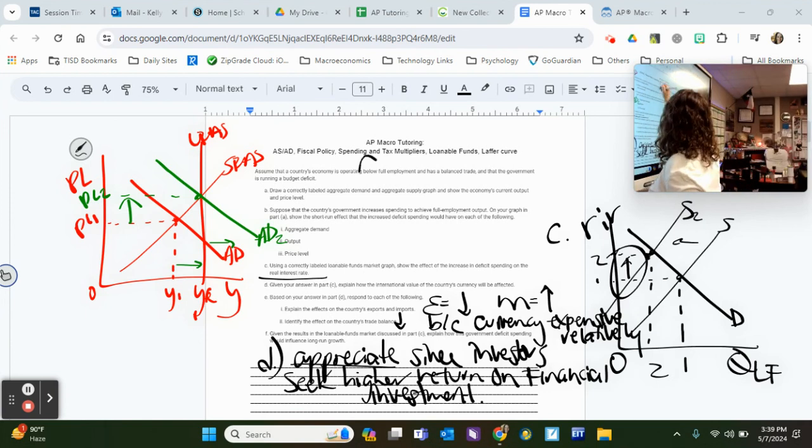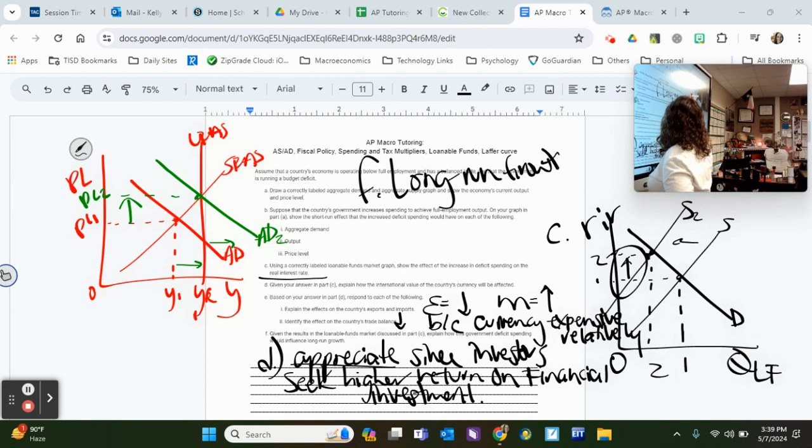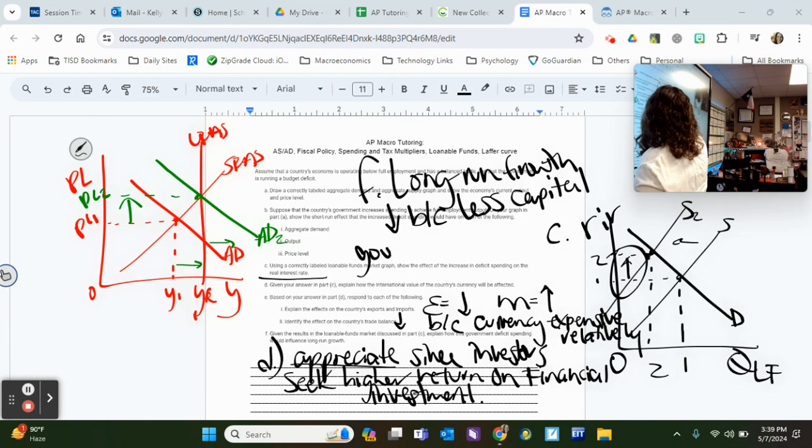And so I'm going to just write on here, for F, long-run growth. P.S. If it ever says what happens to long-run growth and you mention the letters GDP together, it's wrong. Because long-run economic growth is not based off of spending, it's based off production. You need to be talking about the PPF curve. So long-run economic growth goes down because there's less capital goods because loans are expensive.